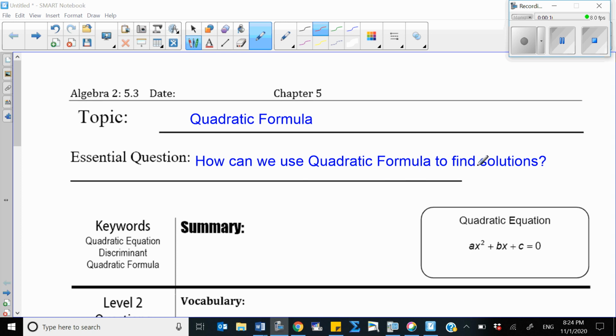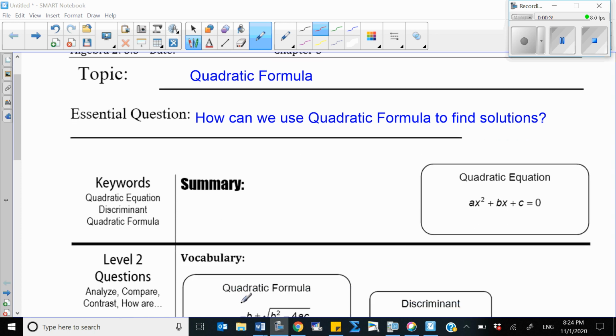We have learned before that if we have a quadratic function, in order to find the solution of that quadratic function, we need to factor the function first. Then we set each factor equal to 0 and we are able to find the solutions from there. But what if our function is not factorable? In that case, we need to use the quadratic formula.